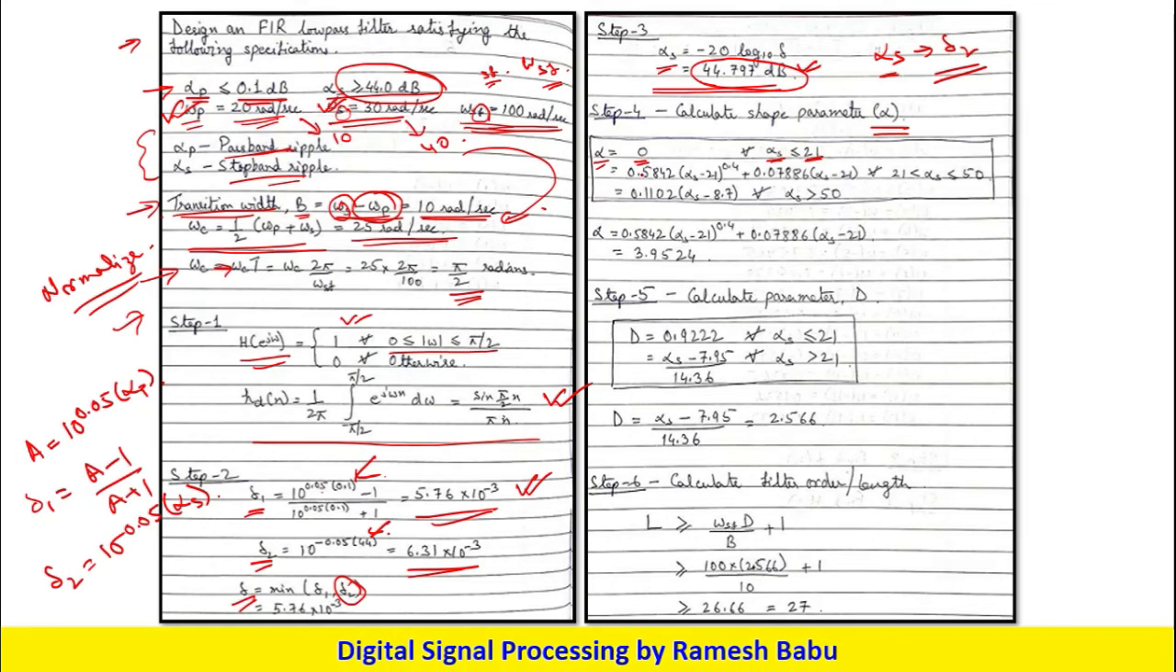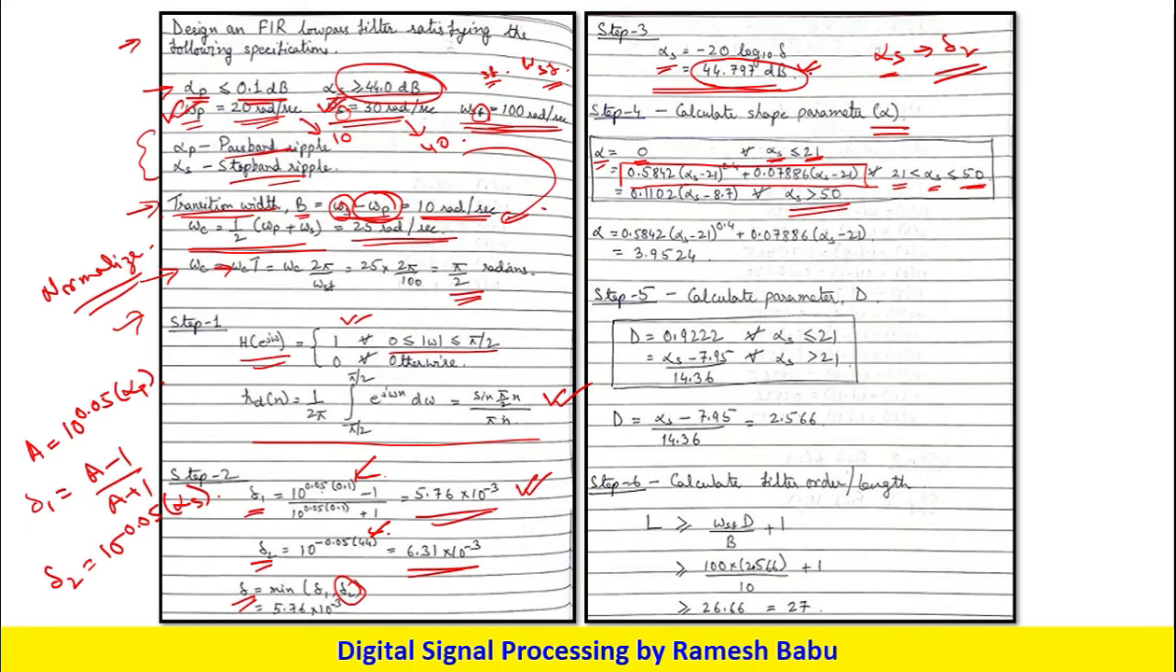The shape parameter is 0.5842 multiplied by (alpha s minus 21) to the power 0.4, plus 0.07886 (alpha s minus 21), if alpha s is greater than 21 and less than or equal to 50. In the next step, we have 0.1102 (alpha s minus 8.7) for alpha s greater than 50.